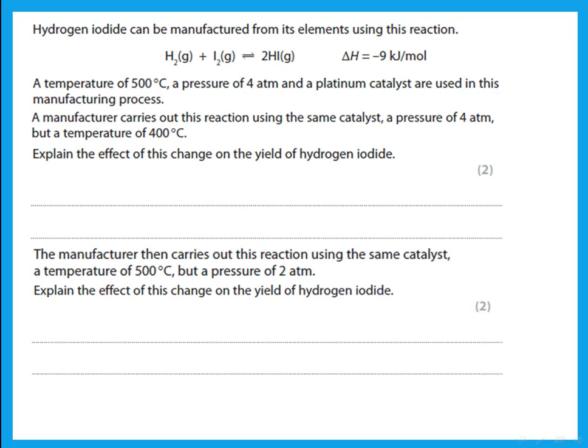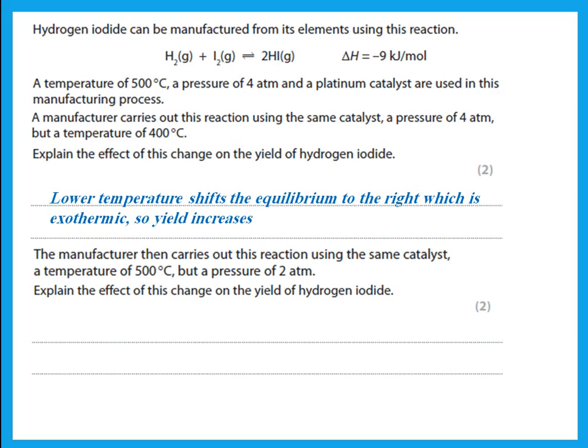Now, which one is exo here? He says the forward delta H is minus 9. That means the forward is exo. That means if I lower the temperature, it causes it to go forward, or shift to the right, because it is exothermic, and that means I get a higher yield of HI.